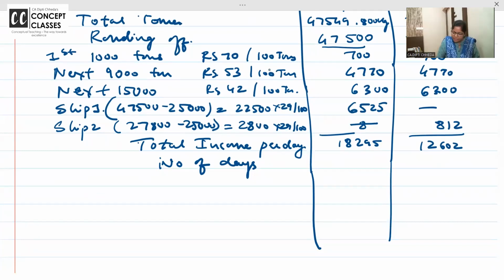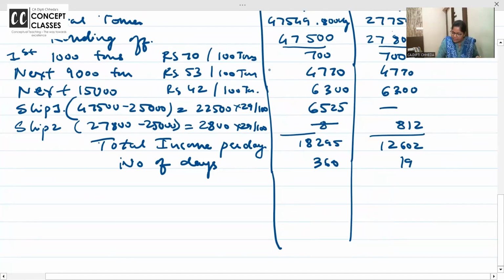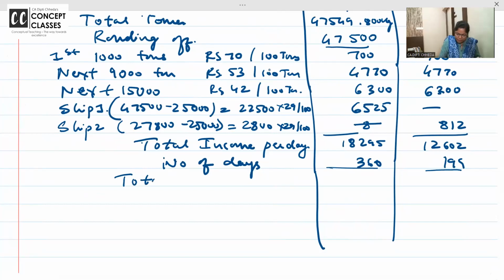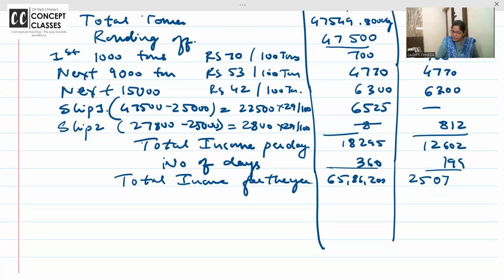How many days are there for the first one? 360. For the second one, 199. What is the total income for the year? 18,295 into 360. 65,86,200. 12,602 into 199. 25,07,790.